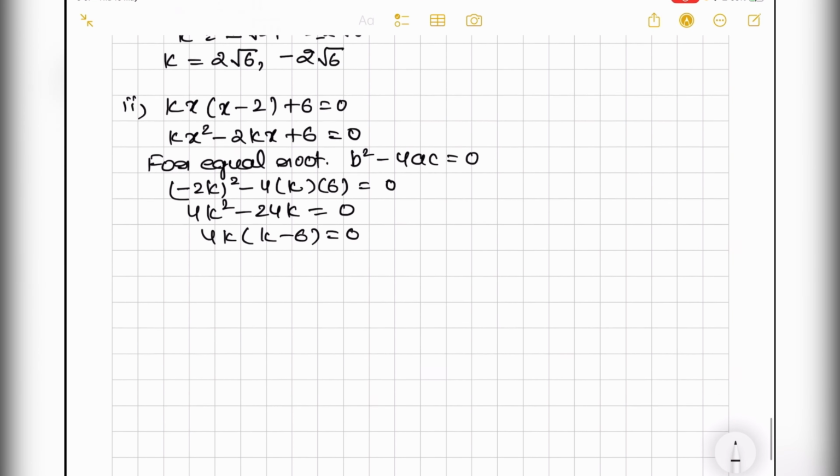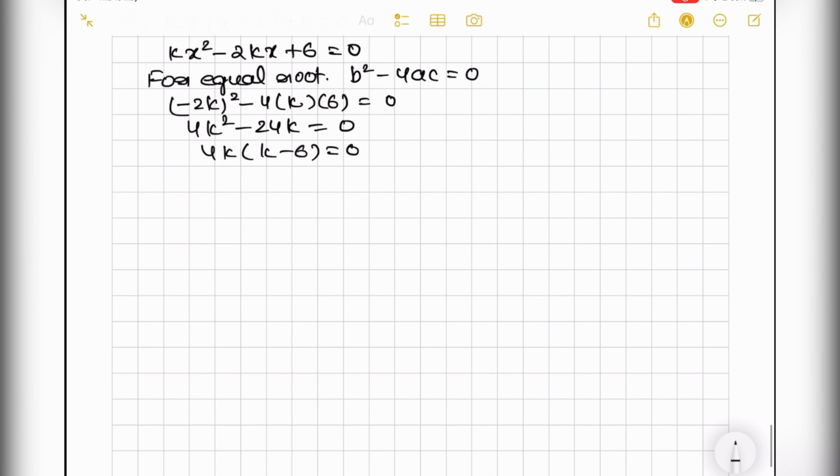So here I will get two solutions again. Either 4k can be 0 or k minus 6 can be 0. So here k will be 0 and here k will be 6. So two solutions I got again.